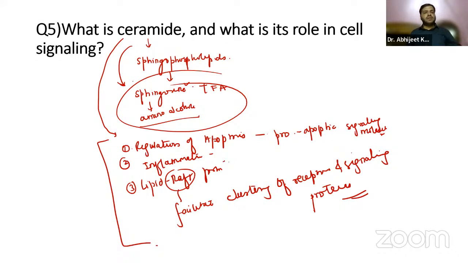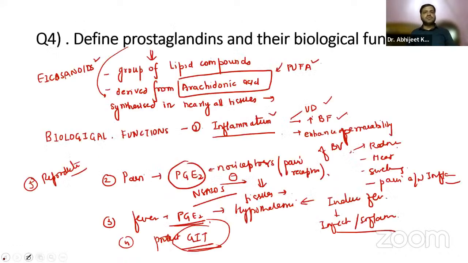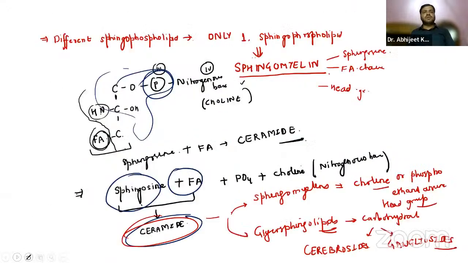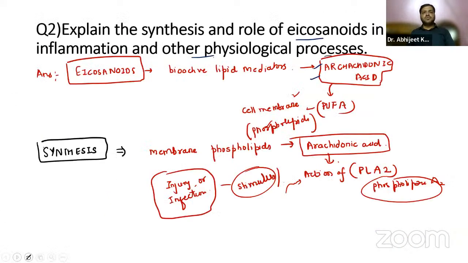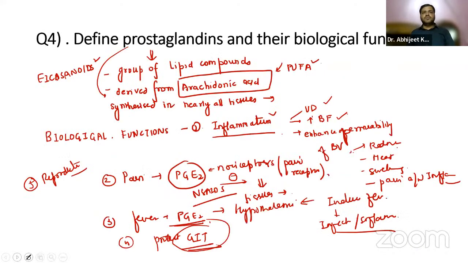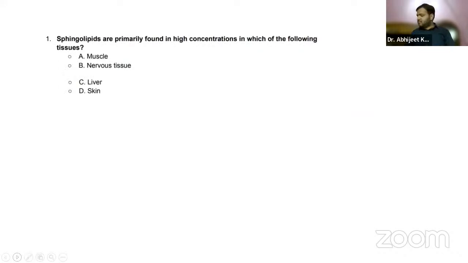So that was regarding today's discussion, all the important questions, all the 5 questions that we have discussed today. We have discussed the sphingolipids, the eicosanoids and their physiological roles, sphingomyelin in nerve conduction, the important prostaglandins, and ceramide. These are the questions from today's session. So Manvi, would you like to answer the question in the chat box?